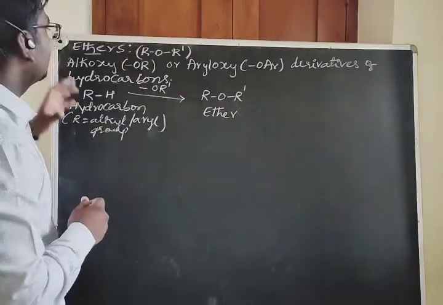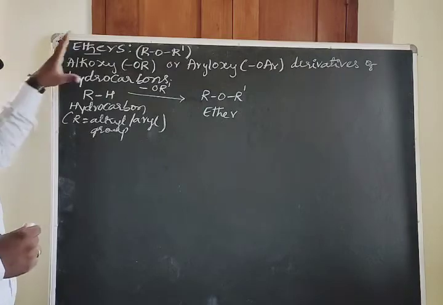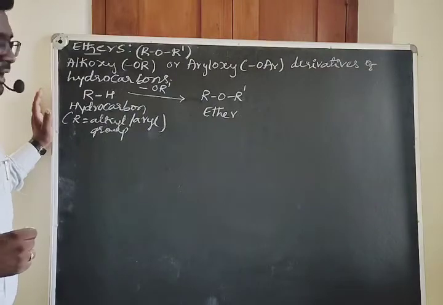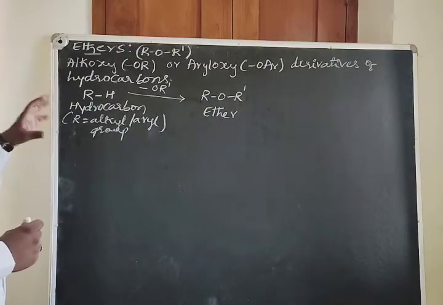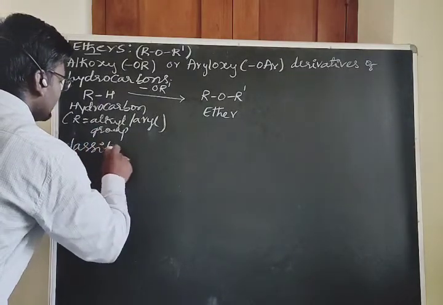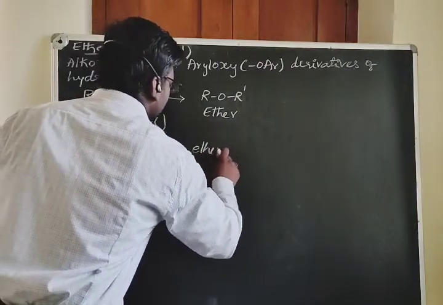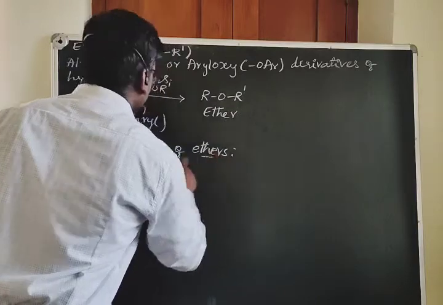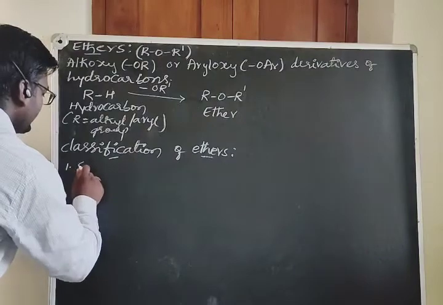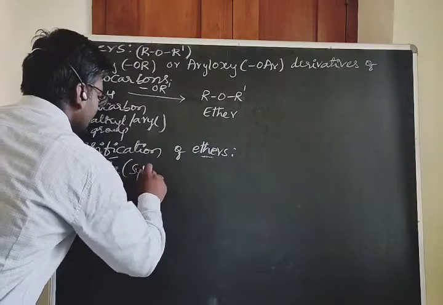Now what is the definition for ethers? The ethers are alkoxy or aryloxy derivatives of hydrocarbons. Next we shall discuss the classification of ethers. Here there are majorly two types of ethers. One is simple ether or symmetric ethers.